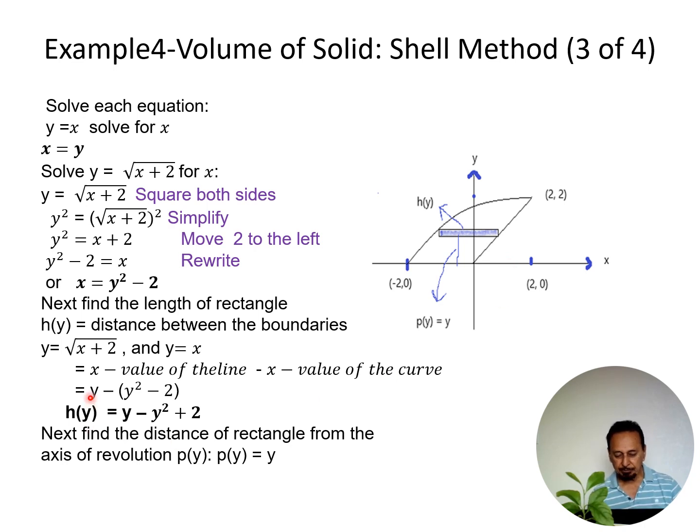So it becomes y minus the x value on the curve, which is y squared minus 2. Simplifying, h of y is y minus y squared plus 2. And the distance of the rectangle from the axis of revolution is just y.